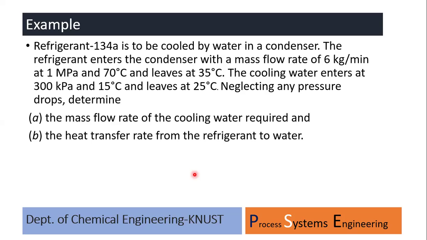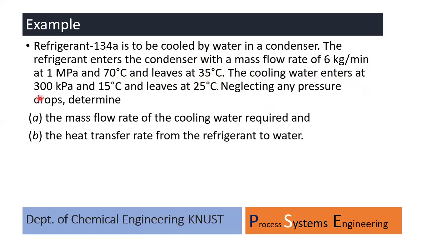So we see our two fluids. We have refrigerant 134A and we have water. And we are being told that water is being used to cool it. So it means that water is going to be colder than the refrigerant. So the refrigerant enters the condenser with a mass flow rate of 6 kilogram per minute. So they give us the mass flow rate of the refrigerant at 1 megapascal and 70 degrees Celsius. And it's going to leave at 35 degrees Celsius.